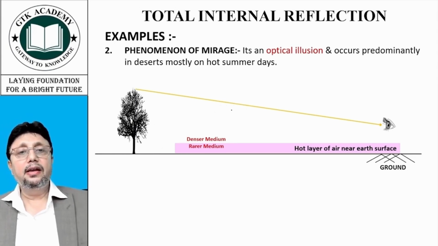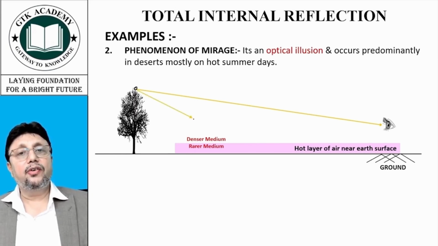But in case of summers, the layer which is just adjacent to the ground becomes very hot, and it becomes a rarer medium, and over that there is a denser medium. Actually, in fact, there will be many layers. I have only drawn one layer just for explaining. There will be many layers where you will have rarer, and more dense, and more dense, and more dense, like that. Now suppose from the same point another light ray comes like this.